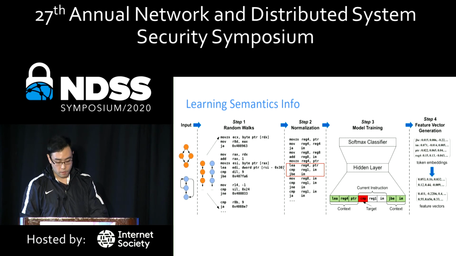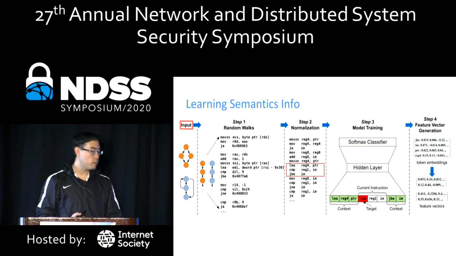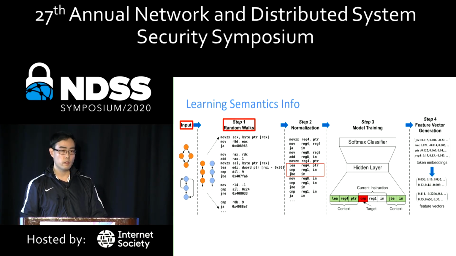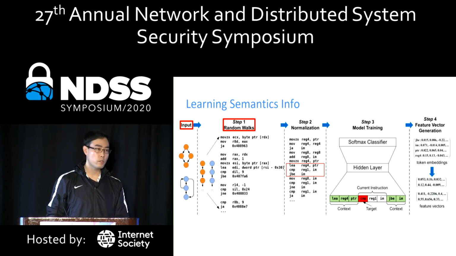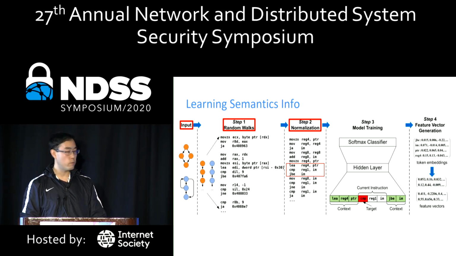Now, this figure is the overview of how we learn the semantic information. Starting from the input, which is just two interprocedural control flow graphs, we generate random walks based on the graphs. The random walk generation is configured so that we make sure each node is covered. And we perform the normalization as we just described. For example, we normalize the register names based on the register length.